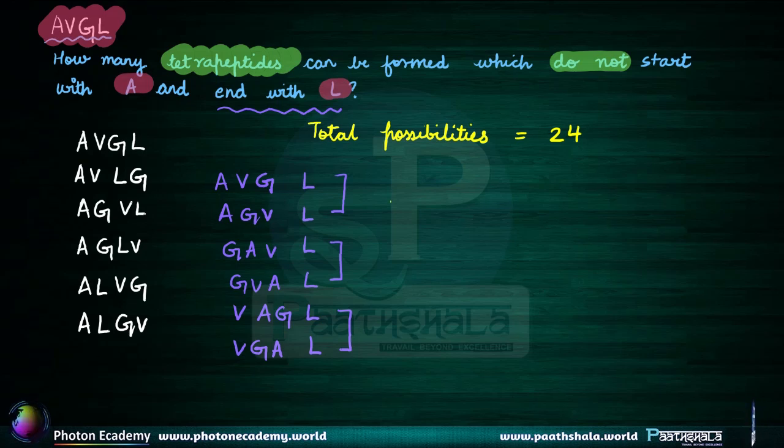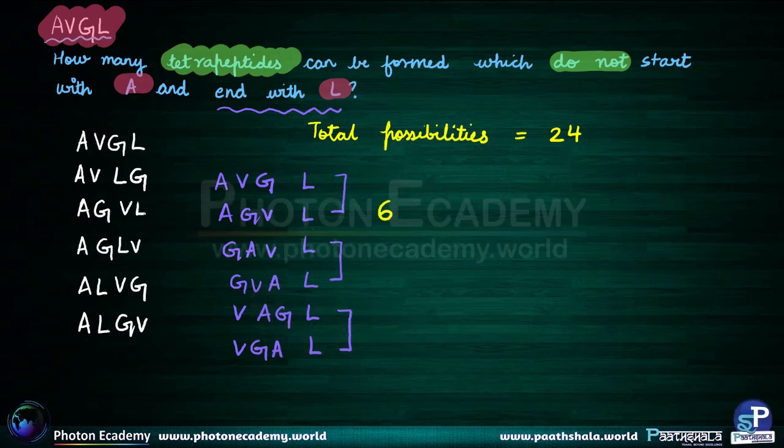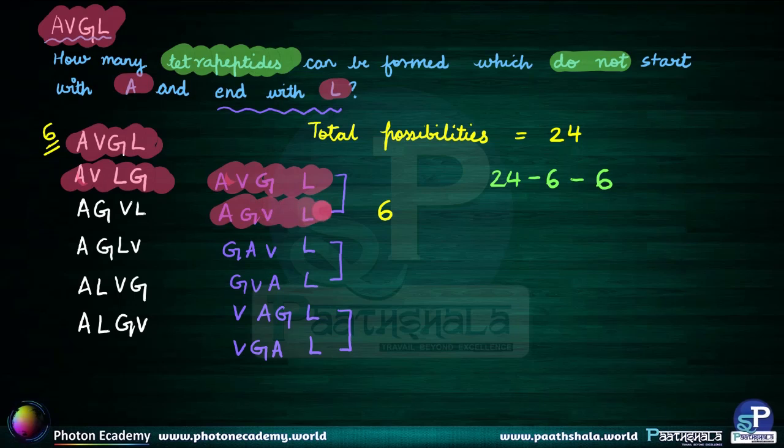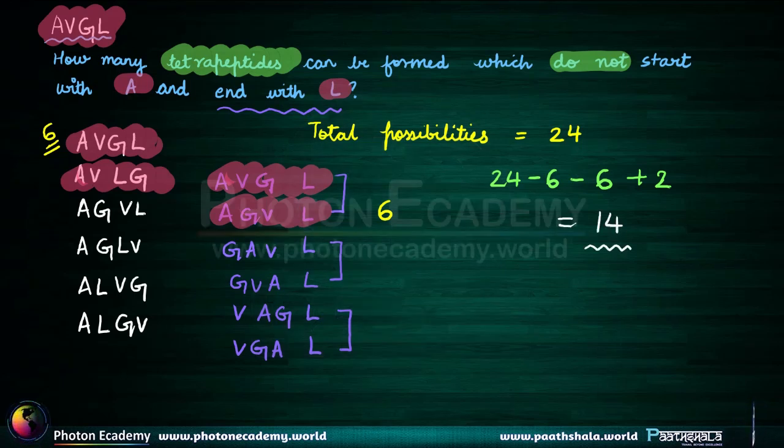So we have 6 combinations which end with an L, and we have 6 combinations which start with an A. So out of these 24, we'll subtract 6 for starting with A, and we'll subtract 6 for ending with L. But we can see over here that we have subtracted this particular one and this particular one twice. So we can now just add 2 because we have subtracted 2 of them twice. And now if we calculate, we get the total number of tetrapeptides as 14.